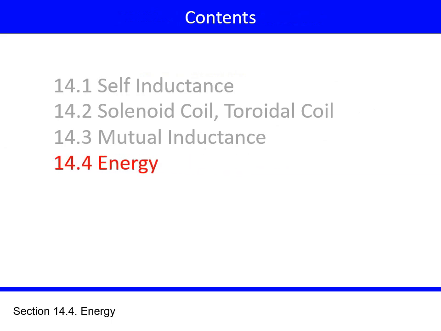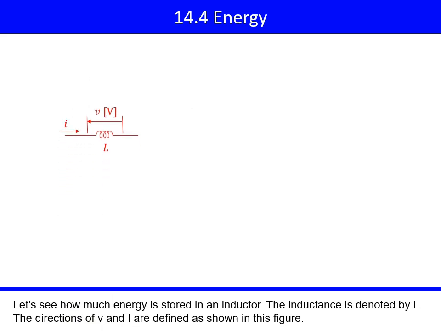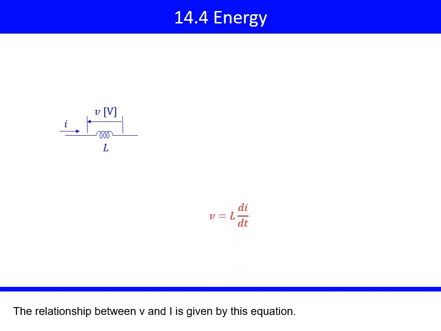Section 14.4. Energy. Let's see how much energy is stored in an inductor. The inductance is denoted by L. The directions of V and I are defined as shown in this figure. The relationship between V and I is given by this equation.